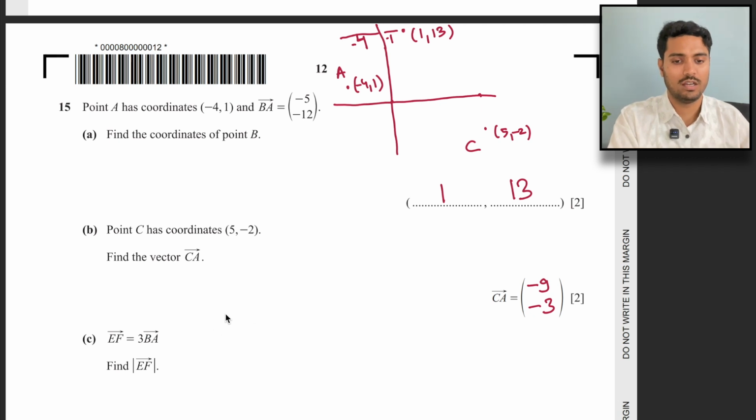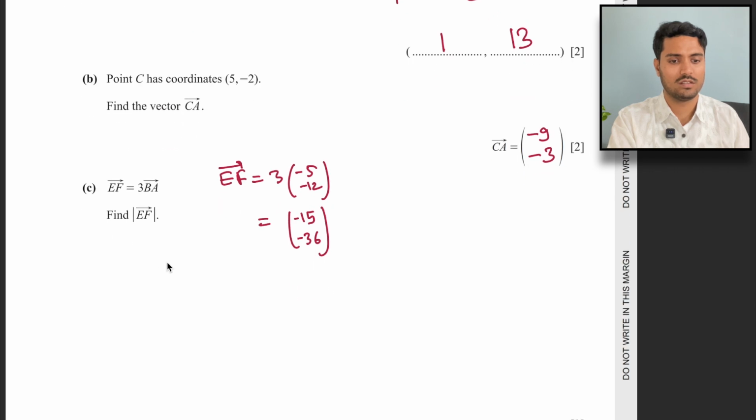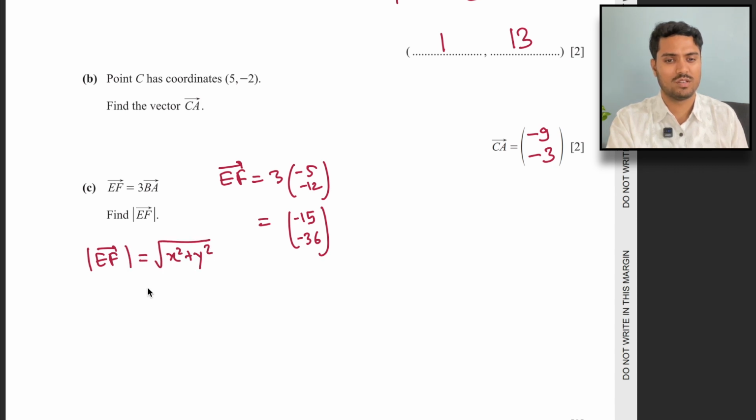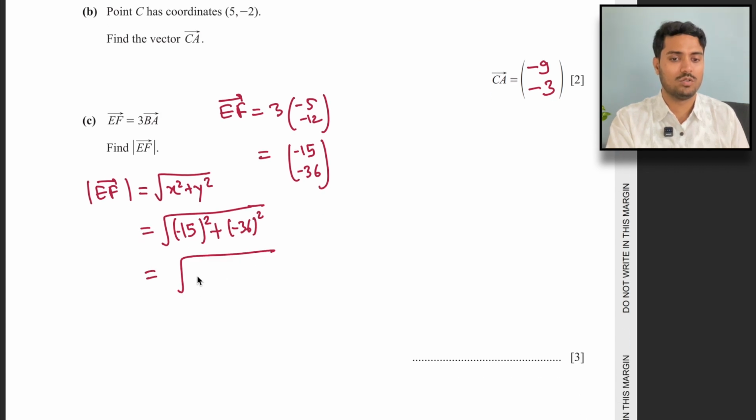Part C, it says EF equals 3BA. So EF is equal to 3 times BA, that is -5, -12. So let's check. We have -15 and -36, and we have to find the magnitude of EF. So the magnitude of EF is going to be the square root of x squared plus y squared. That is going to be the square root of (-15) squared plus (-36) squared. That is going to be the square root of 15 squared, which is 225, plus 36 squared.